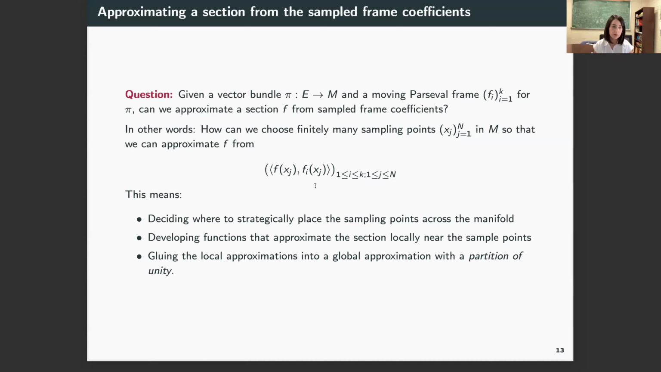This would mean the following things. We're going to decide where to place these sampling points across the manifold. And we are going to develop functions that approximate the sections locally, close to the sampling points and close in the meaning of the distance that we talked about. And having these local approximations, we're going to glue them together to find a global approximation. And we're going to use the partition of unity for that.